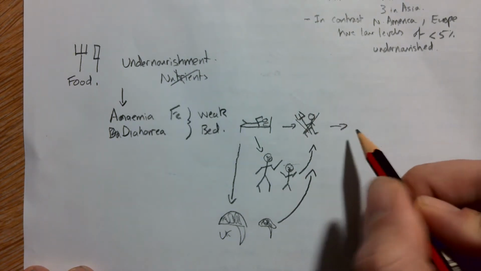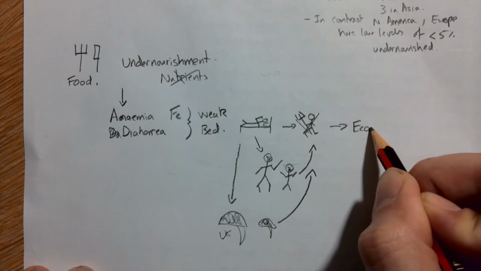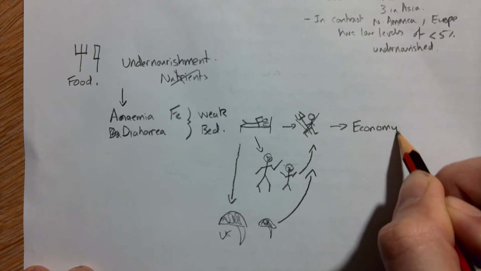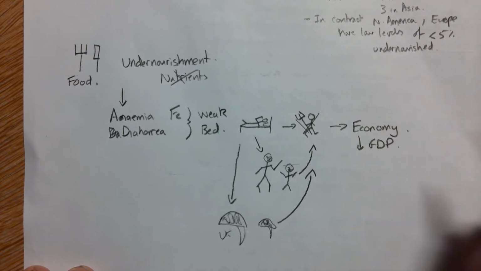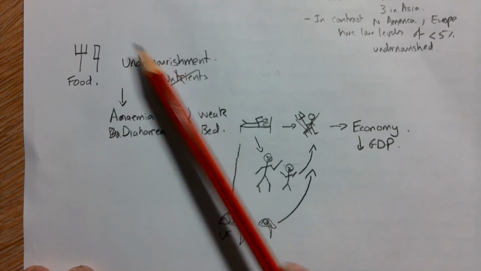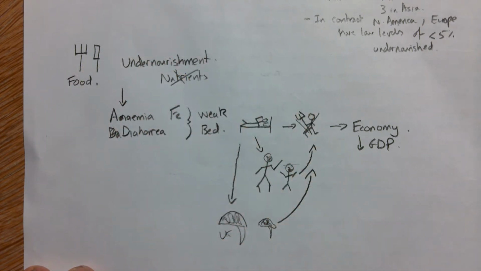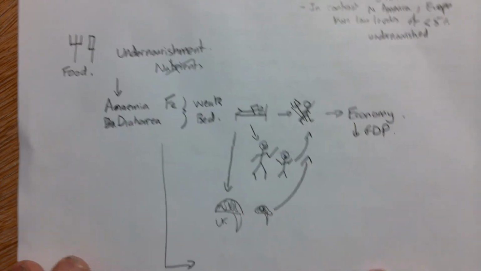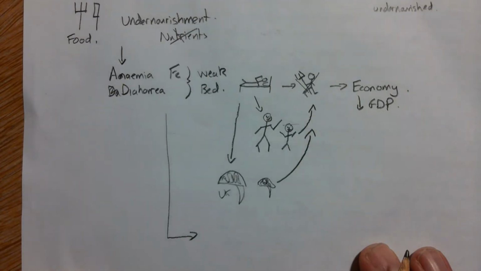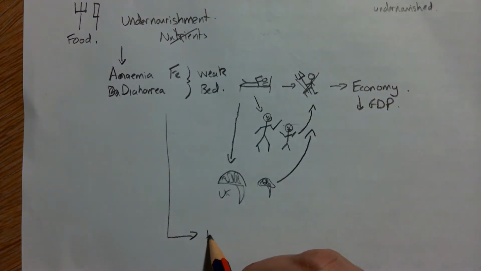So all of this impact on the work feeds back into the economy of the country and a reduced gross domestic product. So we can see just how serious for a country not having enough food is. One last point is that a lot of these people are going to be so unhealthy that it leads to a higher death rate.